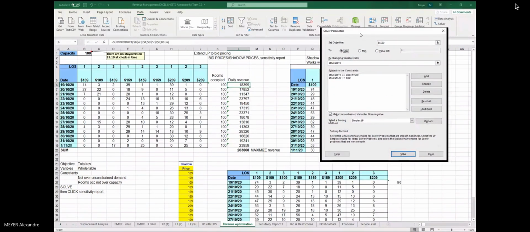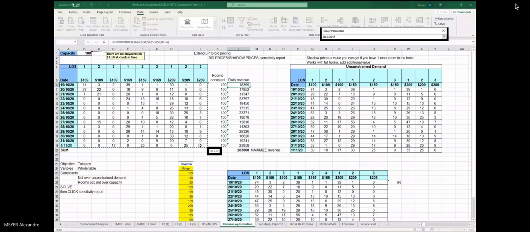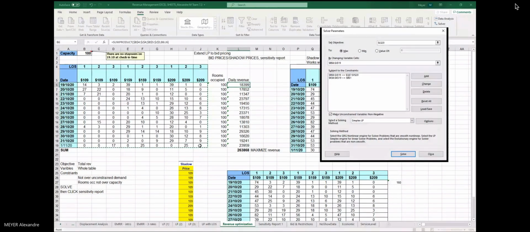What variable cells are we changing? So these are essentially the values that will change. So essentially, your variable cells would be this. These are the numbers that will fluctuate in accordance to which room category you sell to make the most revenue. Then you have your constraints.